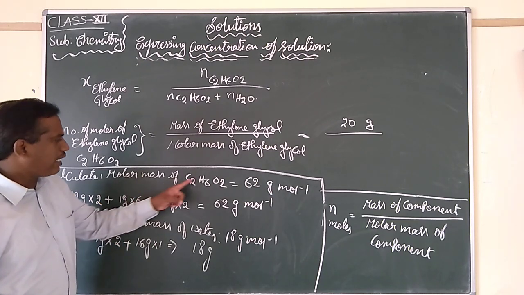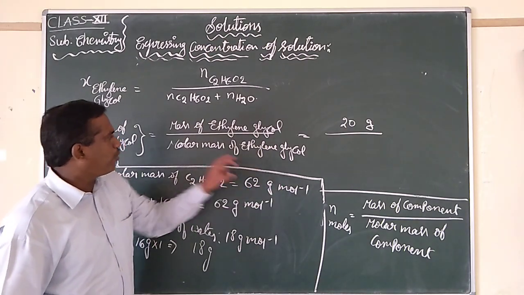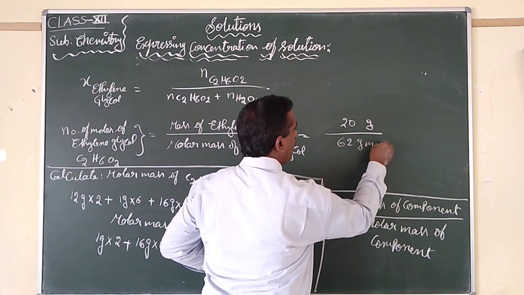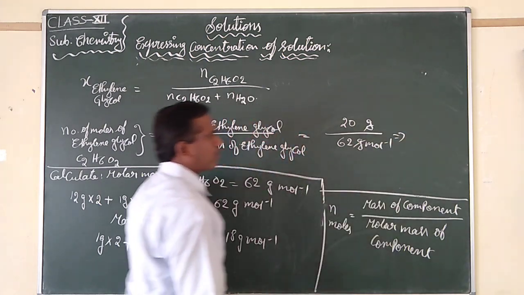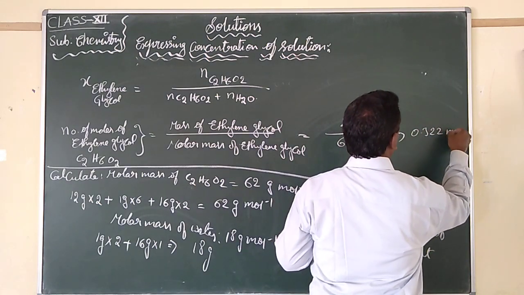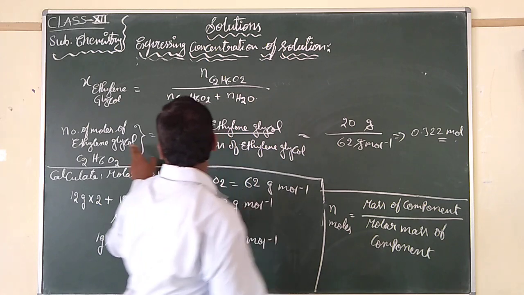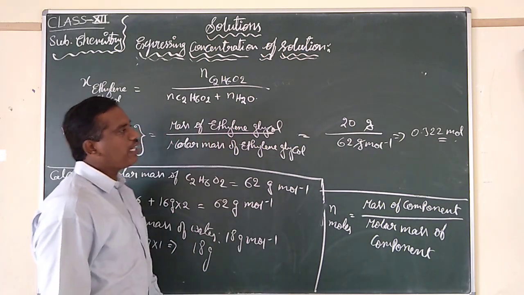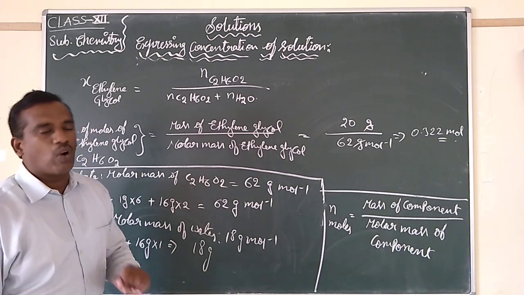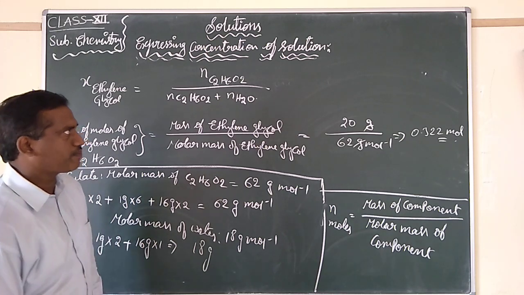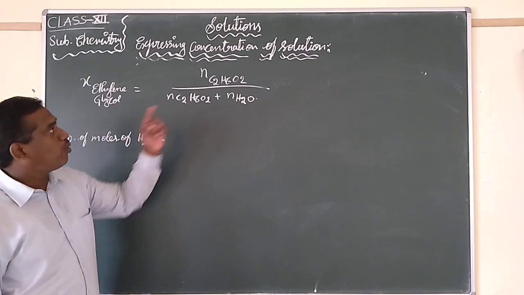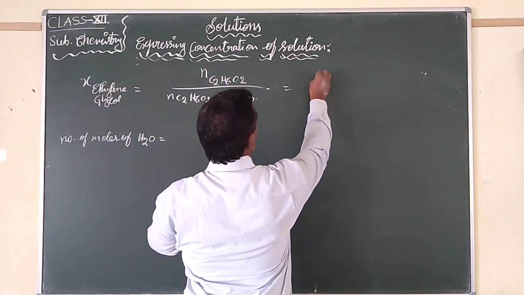So molar mass of ethylene glycol, how much did we get? 62 grams mole inverse. We need to substitute this one, 62 grams mole inverse. So grams and grams cancel out. How much are we getting? 20 by 62, 0.322 moles. What is the number of moles of ethylene glycol we got? 0.322 moles. Now we need to calculate the number of moles of water.